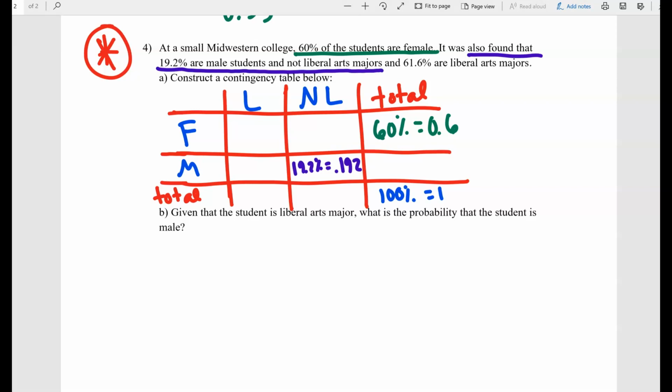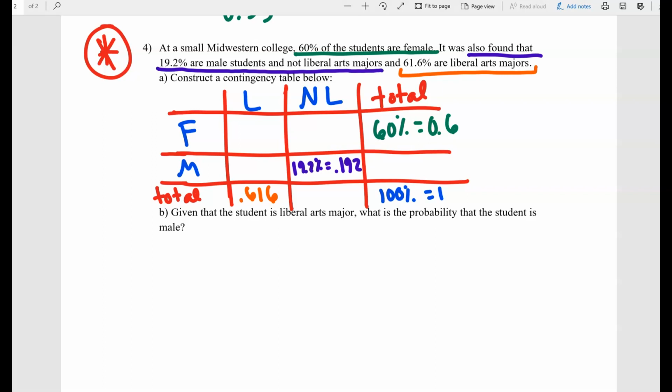Okay, and what else? What else do we know? So we also know that 61.6% are liberal arts majors. So it says nothing about gender. So that one's going to go where liberal arts is going to be. So here's liberal arts. It's going to be, let me just write it, 0.616. It's going to go right there. Okay. All right, so now what we got to do is figure out where all of them go.